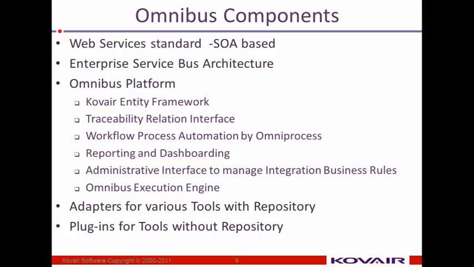Then Omnibus also needs the adapters for the various tools you'd like to integrate. Typically, these adapters are for the tools which have their own repository. So, for example, you may have an adapter for Quality Center, an adapter for Requisite Pro, an adapter for TFS, etc. On the other hand, for those tools which do not have their own repository, Omnibus has plugins. For example, for Eclipse and Visual Studio, you have plugins by which you can access the Kovair repository directly from within those tools. So from Eclipse, you would be able to see all the different data which is coming directly from the Kovair repository.